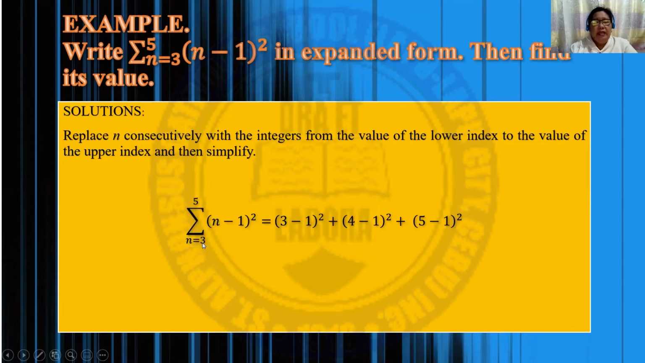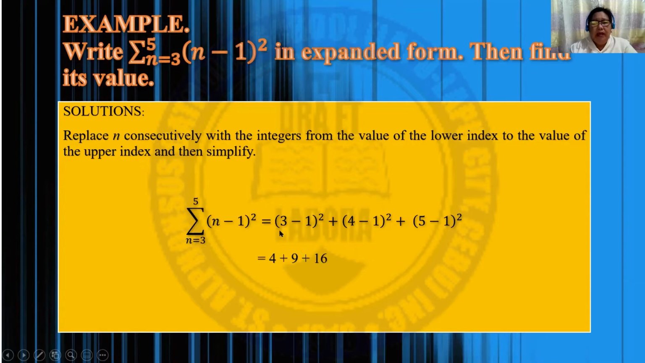So the lower index is 3. You have to start with 3 and follow the pattern. The pattern is the square of n minus 1. So change n by 3. Then just copy minus 1 and then you square. You start with 3, then followed by 4, minus 1, and then square, plus 5. You end up with 5, minus 1, then you square.